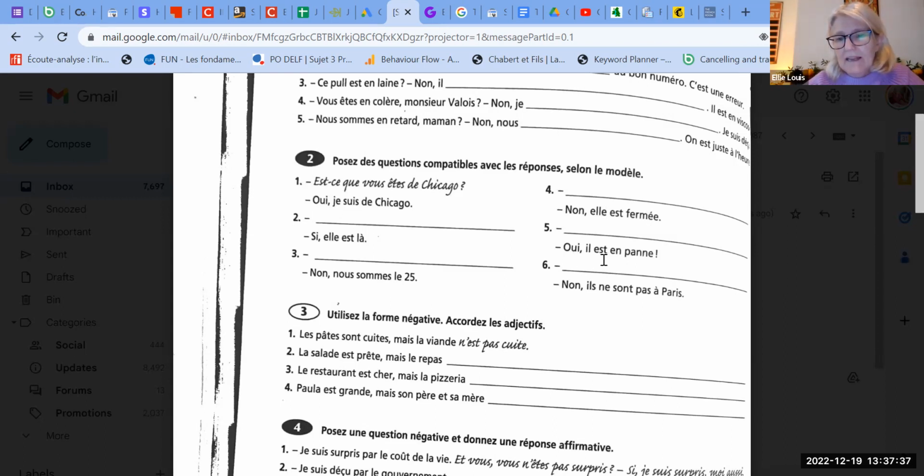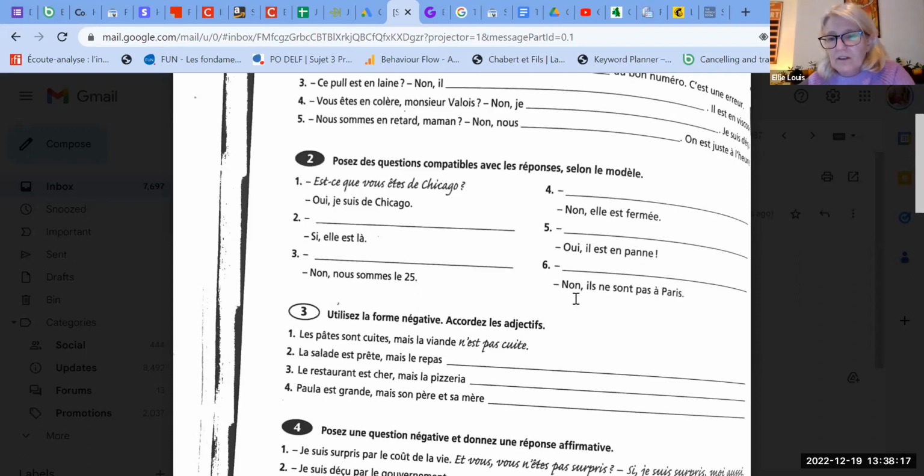What about this one? Oui, il est en panne. So yes, it's broken. It's broken down. So what could be the question for that one? Oui, il est en panne. Could be something like, il est cassé la voiture? Sorry, elle est cassée. Elle est cassée la voiture? Is the car broken? Oh, no, it can't be that. It can't be the car because the answer is il. So, il est cassé l'ordinateur. Il est cassé l'ordinateur. Is the computer broken? Oui, il est en panne. So it's broken down. So we're agreeing there.